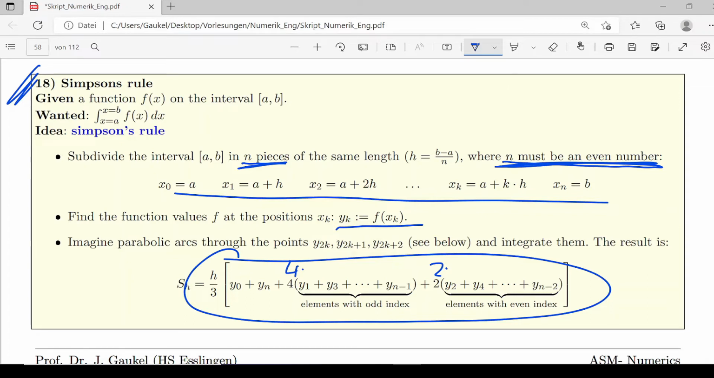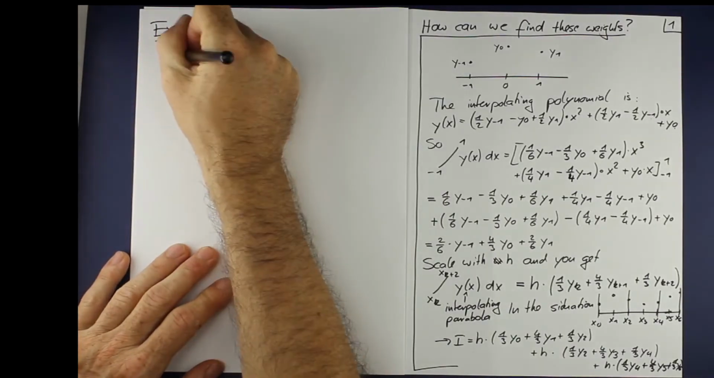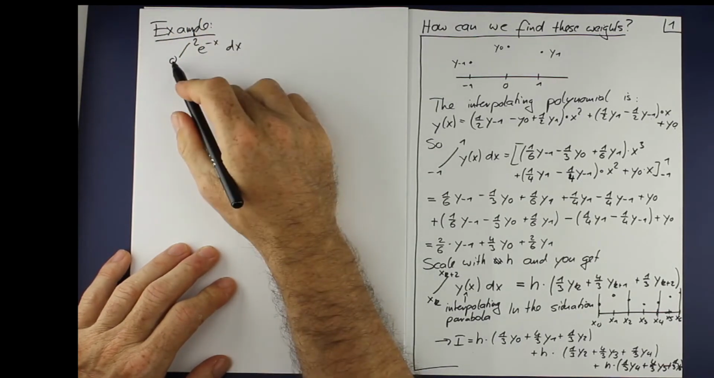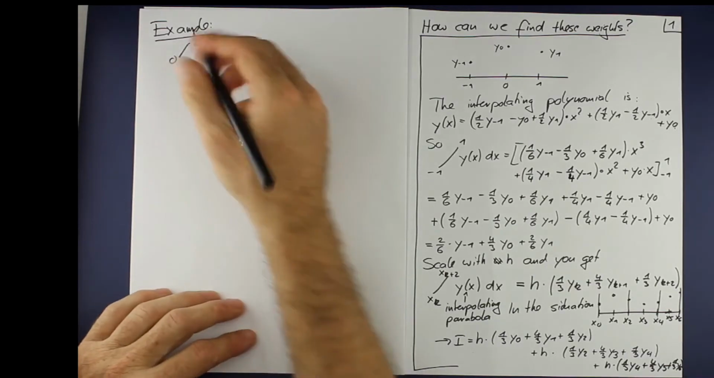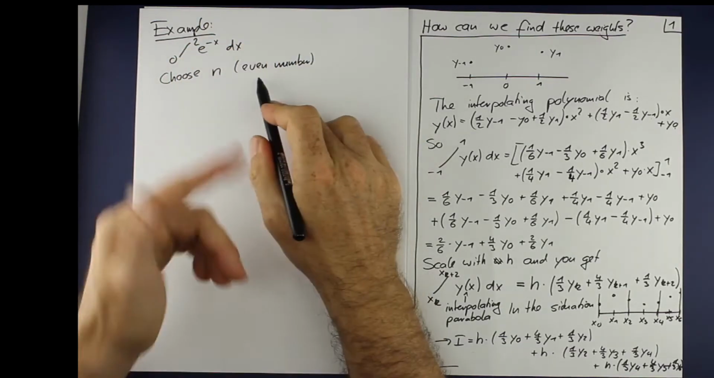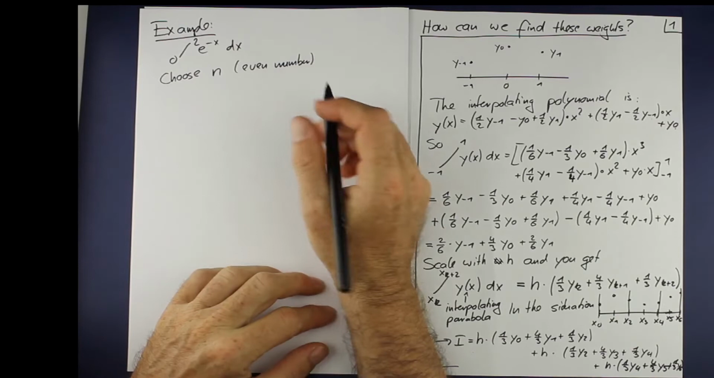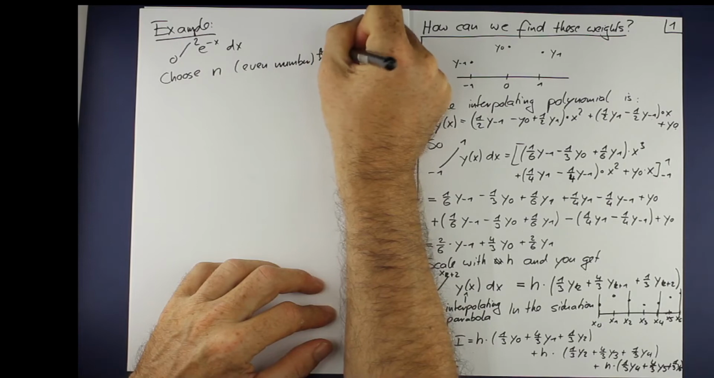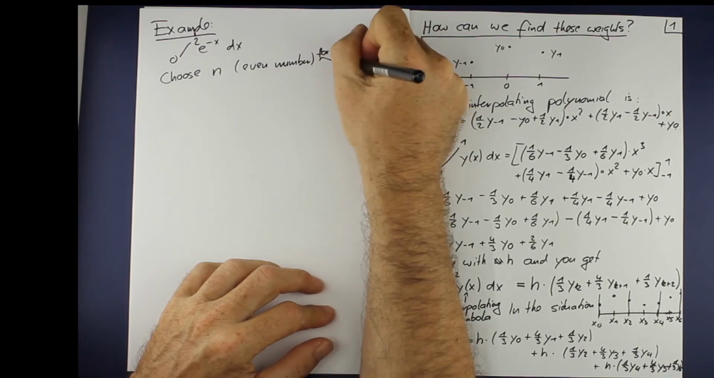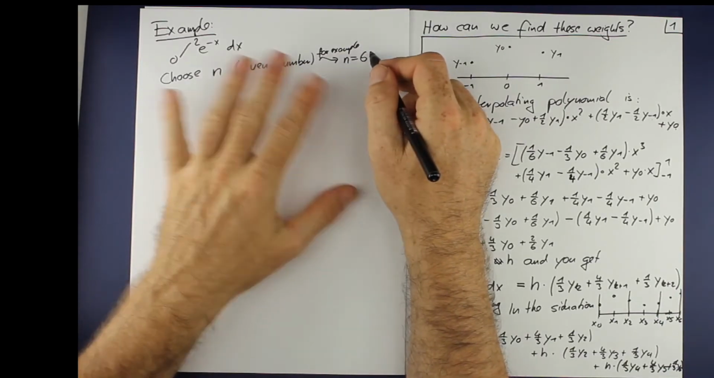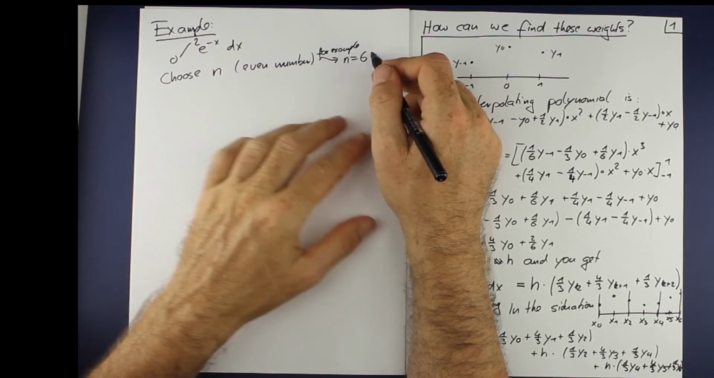But what is the difference? The weights are a little bit modified. Let's have an example. And again, let's integrate e to the minus x on the interval 0, 2. So what do we have to do? First we have to choose an n, where n is an even number. Odd numbers are not allowed. And for example, we can choose n to be 6. That's the same choice we had for the trapezoidal rule. There we integrated the same function on the same interval.